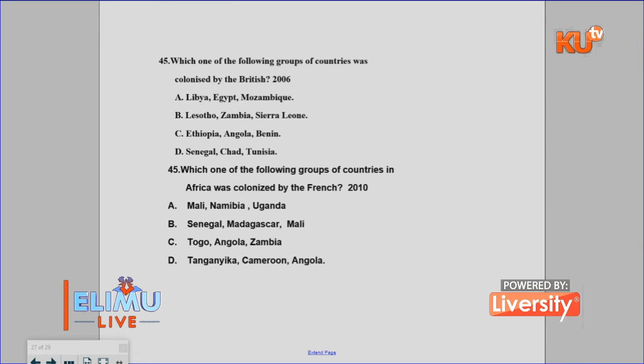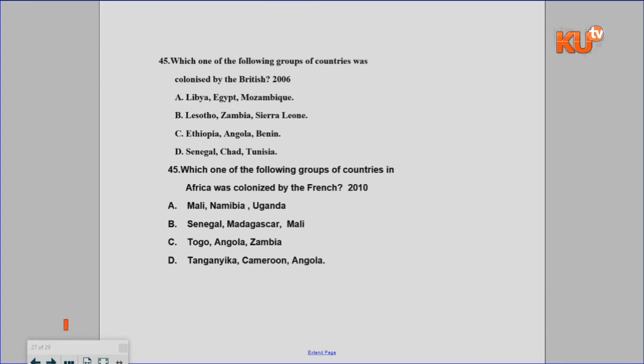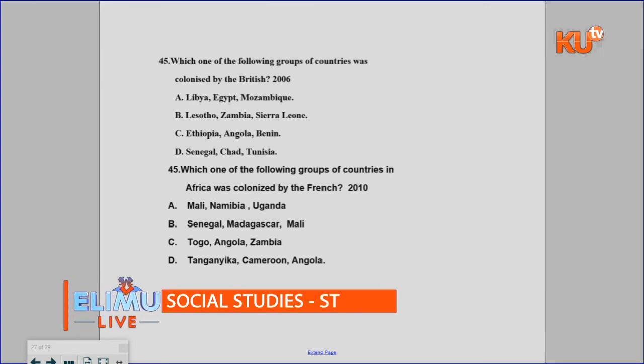Then the next question, 45, 2006. Which one of the following group of countries was colonized by the British? The first one, A, we have Libya, Egypt, Mozambique. B, Lesotho, Zambia, Sierra Leone. C, Ethiopia, Angola, Benin. Then D, Senegal, Chad, and Tunisia.